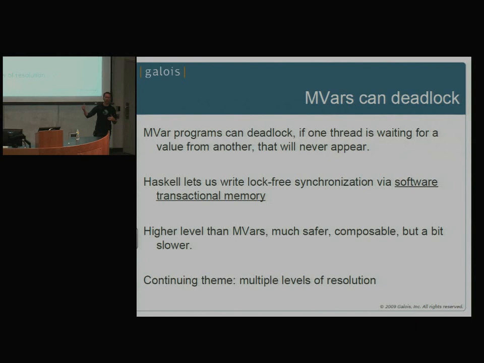It's also slower than mbars, obviously, because there's more work being done. The runtime's going to be watching the transaction for us. Again, multiple levels of resolution is kind of a theme here. There is not one parallelism or concurrency mechanism for every problem, just like there's not one memory management situation that solves every problem. We'll have transactions for some problems, we'll have explicit threads, sometimes we use Spark, sometimes we use data parallelism.